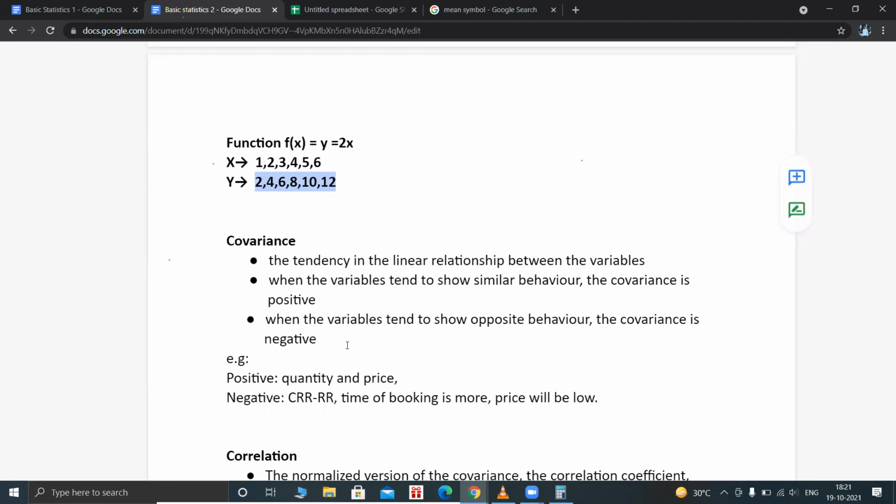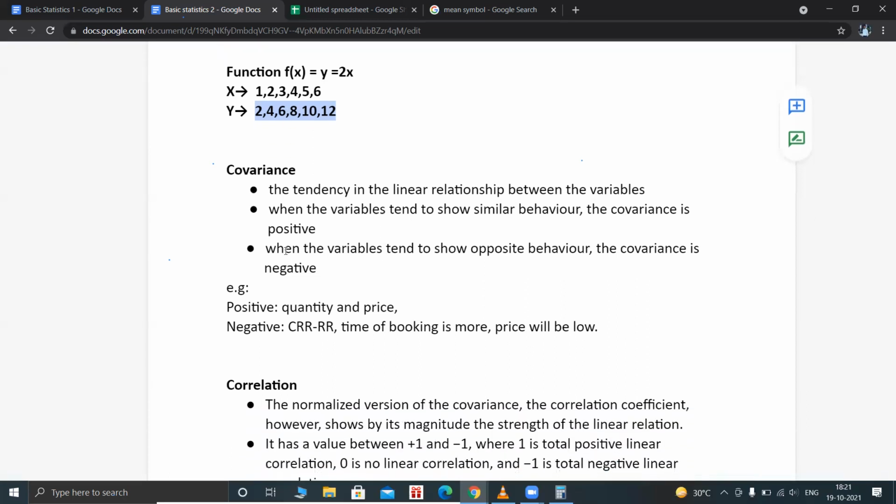On that day I gave this kind of intuition for relationship, where I took one function like this and showed you an example. See guys, when the variables tend to show similar behavior, then the covariance is positive. Tell me, what is the covariance here? Is it negative or positive? Positive, sir. Yes, it was positive because if I increase one, the other also gets increased, right?